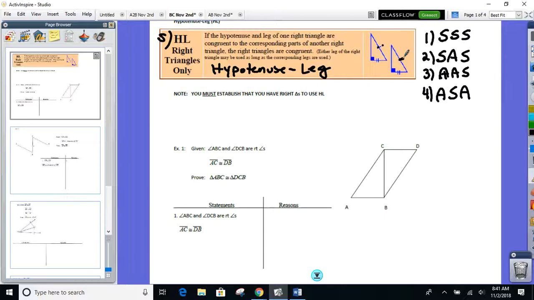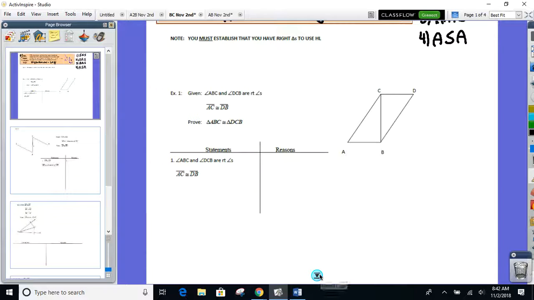All right, so at least the 2 hypotenuses are congruent and the 2 legs, a pair of legs, are congruent. We have HL. Okay? But it's not like I could just throw it into the proof and I'm done. There are some things that you need in a proof if you're going to use HL. So let's go to the first proof.